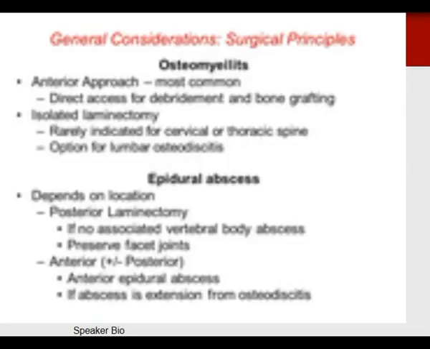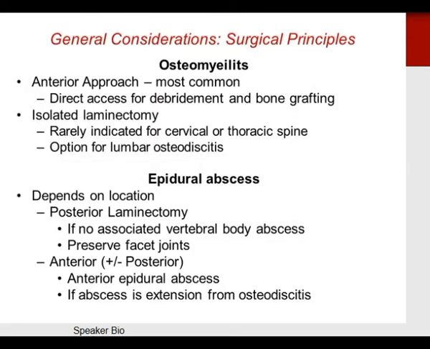Some considerations then for osteomyelitis. If you're going to do surgery, consider an anterior approach. This is because the pathology is from the disc space, so debridement of the disc is better accessed from the anterior approach, particularly in the cervical and thoracic spine. Rarely is isolated laminectomy an option. This might be an option in the lumbar spine, but if you perform that, you must perform a discectomy from a posterior approach in order to clear the osteodiscitis.